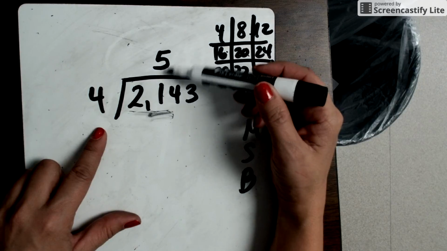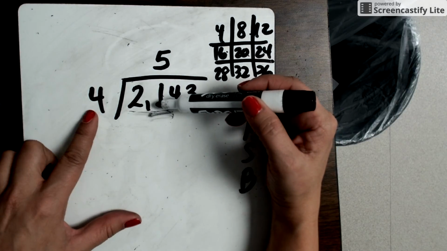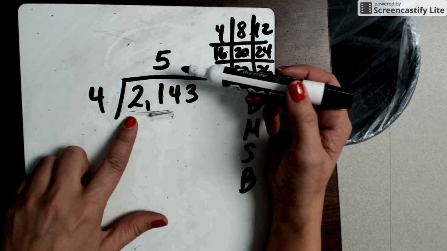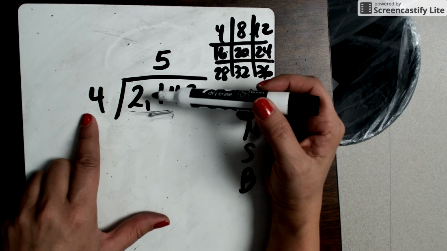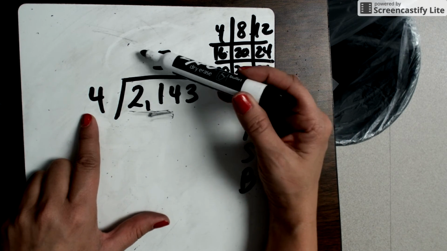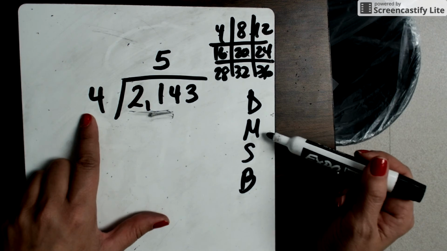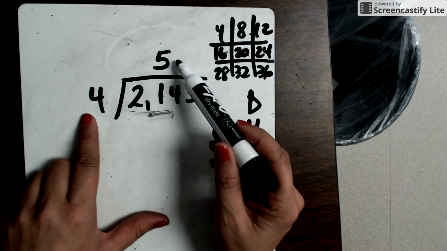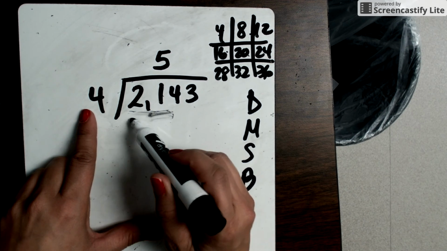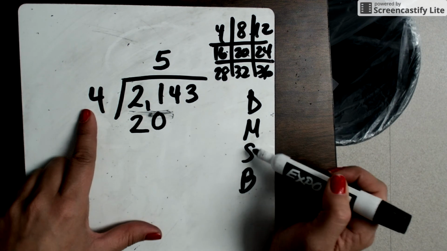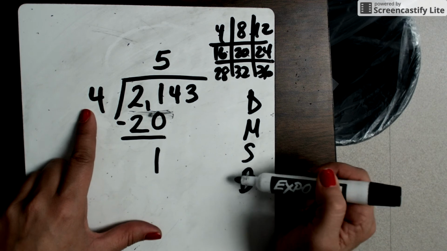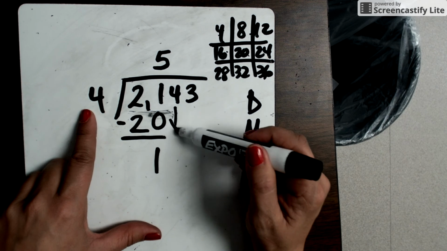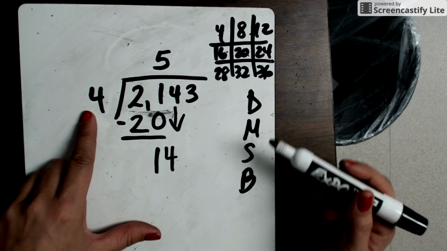Notice I wrote my 5 above my 1 because we were dividing 21 by 4, not 2 by 4. Since we couldn't do 2 divided by 4 because the 2 is too small, you wouldn't write the answer above the 2. Okay, so the next step is to multiply. 5 times 4 is 20. The next step is to subtract. 21 minus 20 is 1. The next step is to bring down. You bring down your 4.